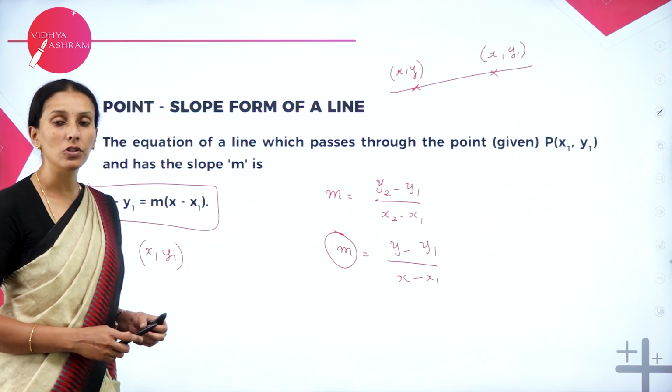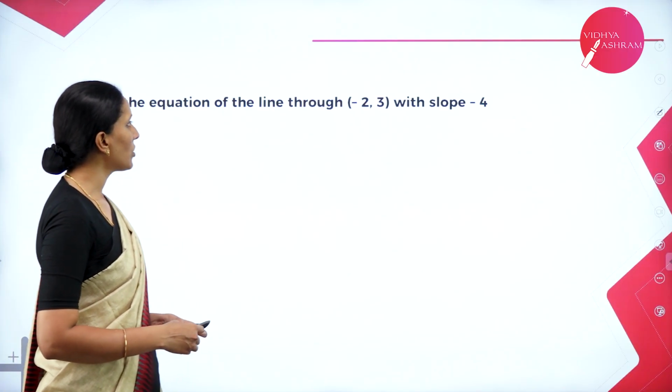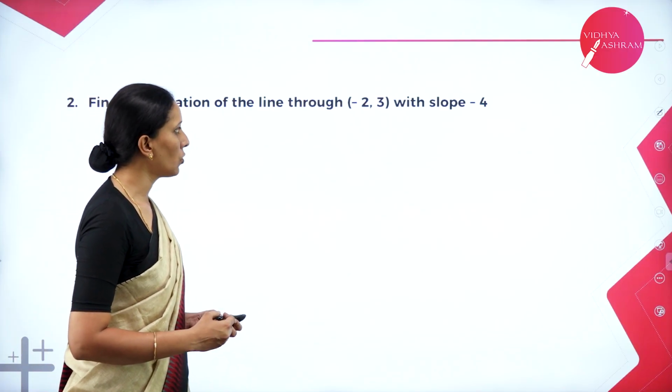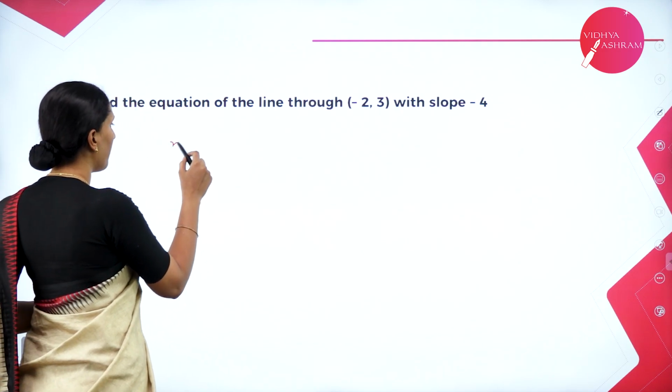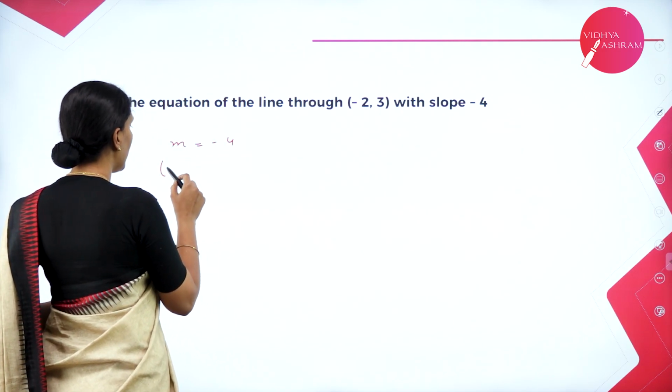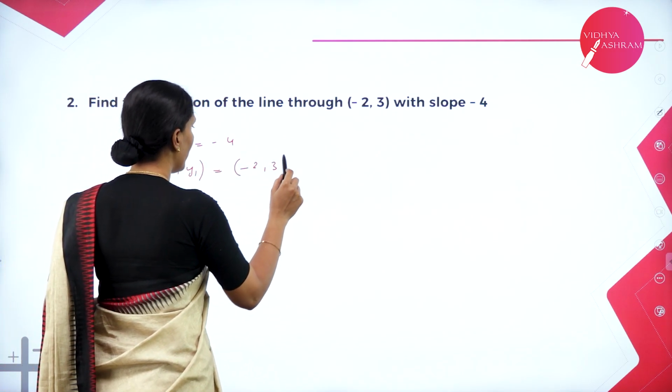m gives you the slope of the line. So let's take an example. Find the equation of the line passing through (-2, 3) with slope -4. So here the value of m is -4 and (x1, y1) is (-2, 3).